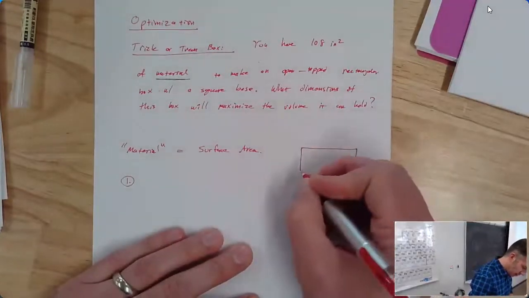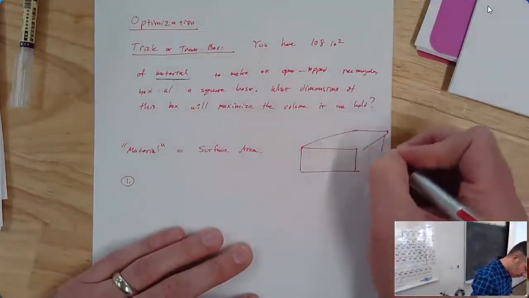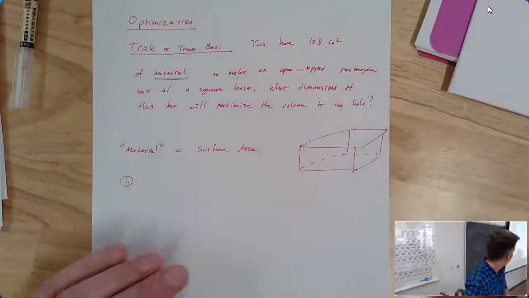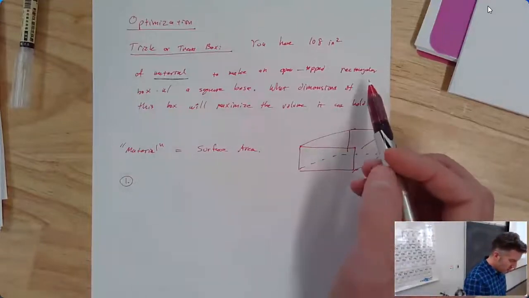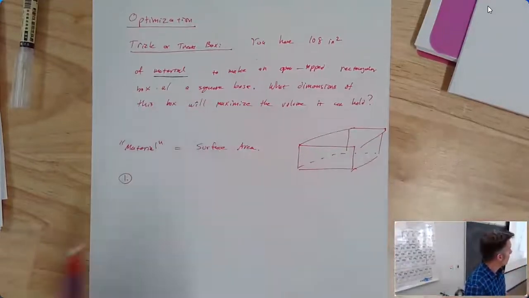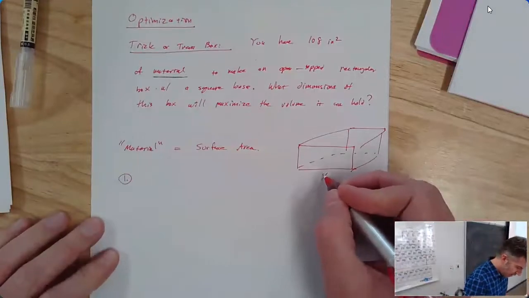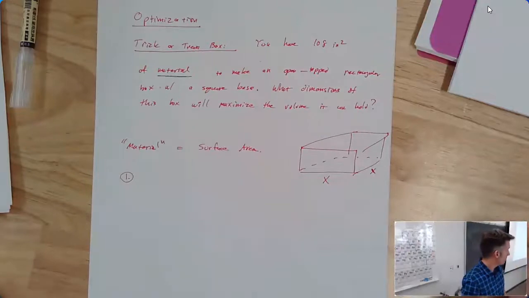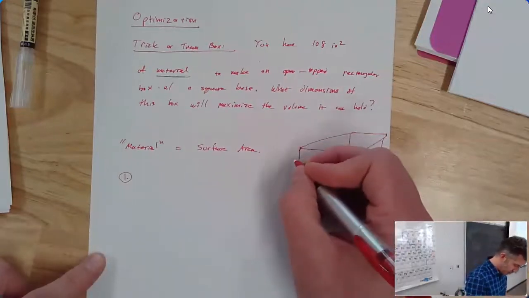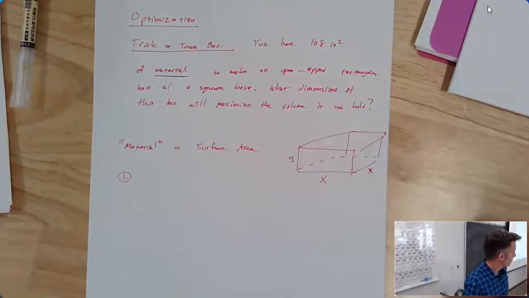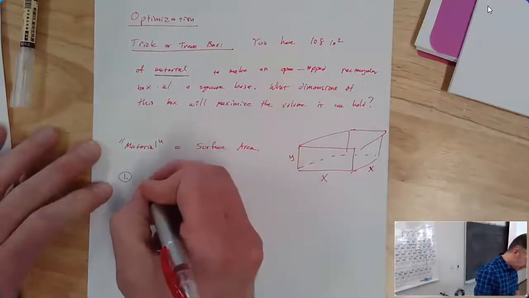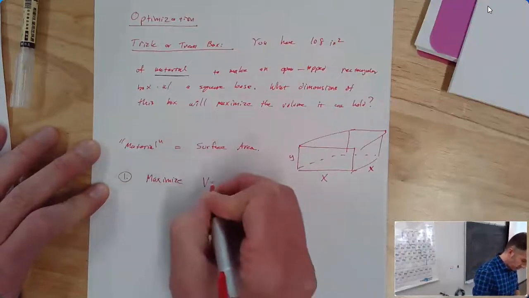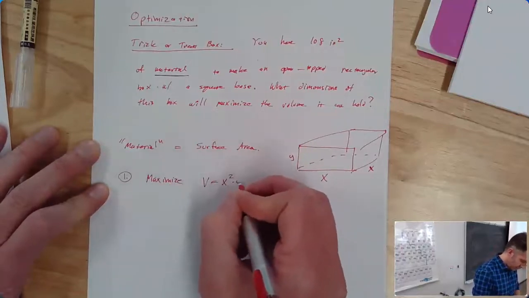Here's my box. I've not done very well. And I should pay attention. This is an open-top rectangular box with a square base, meaning this side of the box and this side of the box should have these same dimensions because it's a square base. Whereas the height of the box, I'll call y. So I want to maximize volume, which is equal to x squared times y.